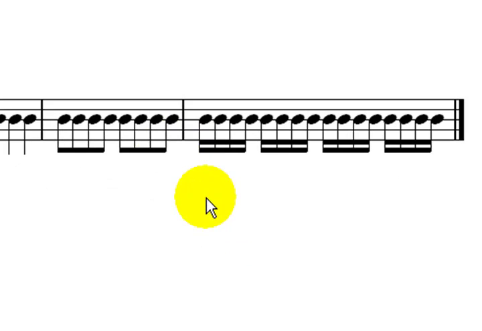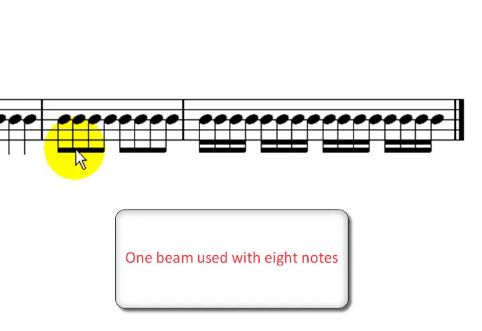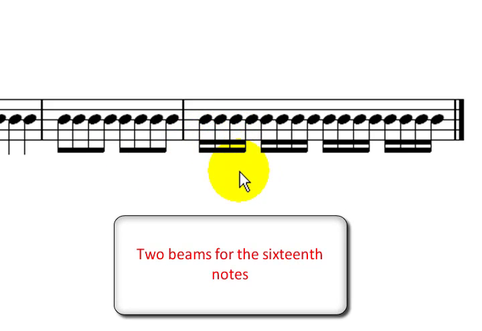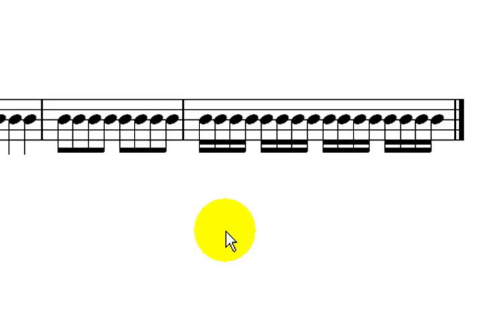Now, here we see the eighth notes and the 16th notes with beams. The same principle applies to the beams as to the flags. On the eighth notes, we have one beam. Now, if we want to use a beam on the 16th notes, we use two beams, just as we used two flags for the 16th notes and one flag for the eighth note. You get the idea? Good.